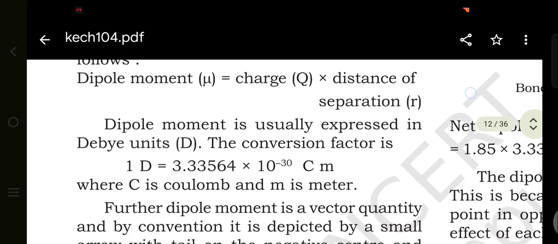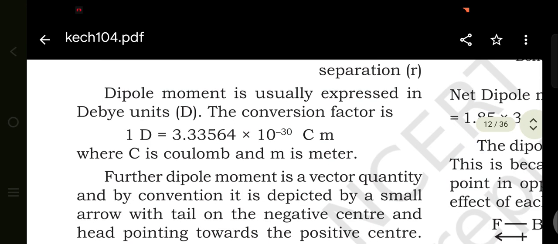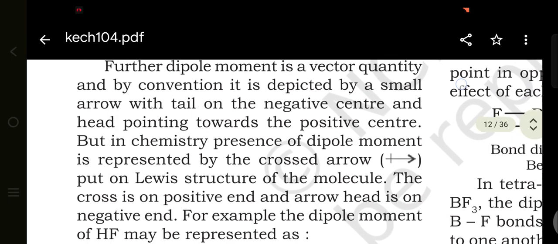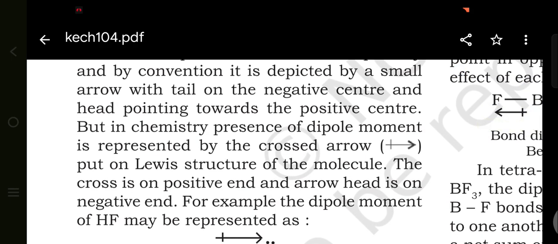Dipole moment is usually expressed in debye units, capital D. The conversion factor is 1 D equals 3.33564 times 10 raised to the power minus 30 C m, where C is coulomb and m is meter. Further, dipole moment is a vector quantity, and by convention it is depicted by a small arrow with its tail on the negative center and head pointing towards the positive center. But in chemistry, the presence of dipole moment is represented by a crossed arrow put on the Lewis structure of the molecule.